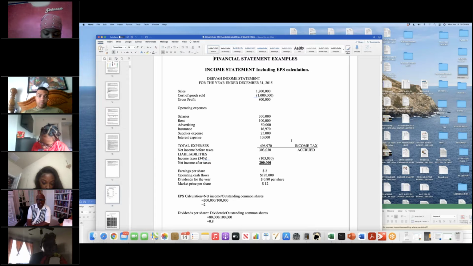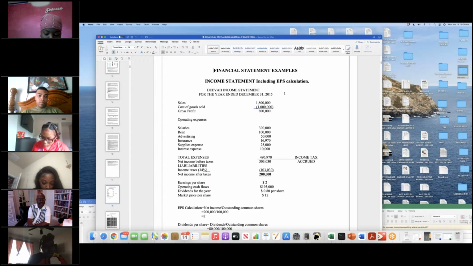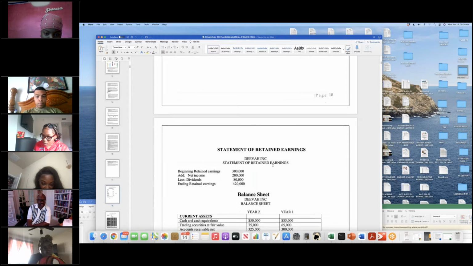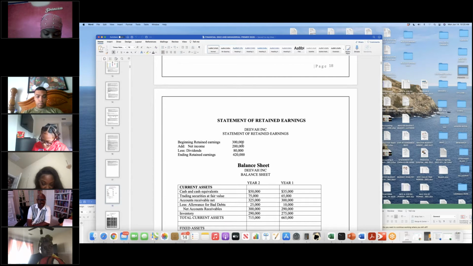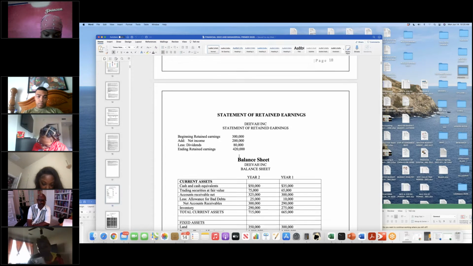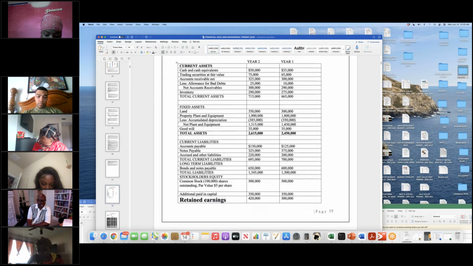And so eventually your statements will look like an income statement: sales less cost of goods sold, operating expenses, net income before taxes, net income. So we're coming to here. That statement of retained earnings: the earnings you have, add the net income less the dividends, how much of the retained earnings you keep in the business, and then your balance sheet.